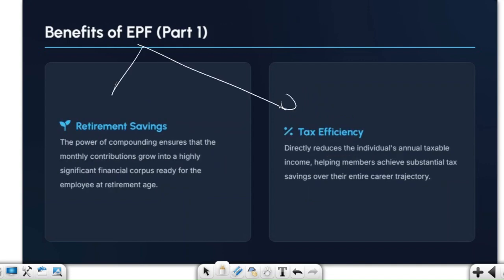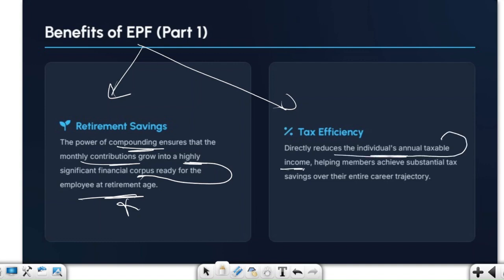So what are the benefits of EPFO? First of all, the power of compounding ensures that monthly contributions grow into a highly significant financial corpus ready for the employee at retirement age. Also, it directly reduces the individual's annual taxable income, helping members achieve substantial tax savings over their entire career trajectory, right? So here there are multiple benefits.